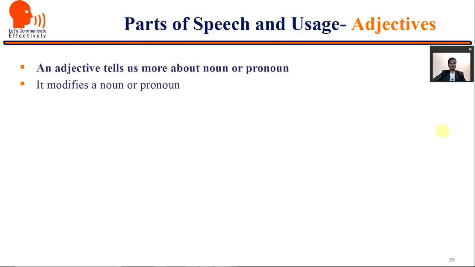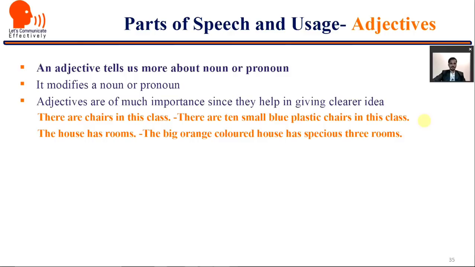An adjective tells us more about a noun or pronoun. It modifies a noun or pronoun. Adjectives are of much importance since they help in giving a clearer idea. For example, there are chairs in this class. Look at the difference between the first sentence and the second. There are 10 small blue plastic chairs in this class.